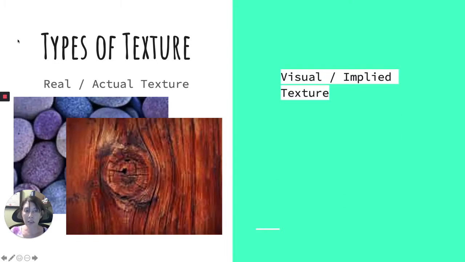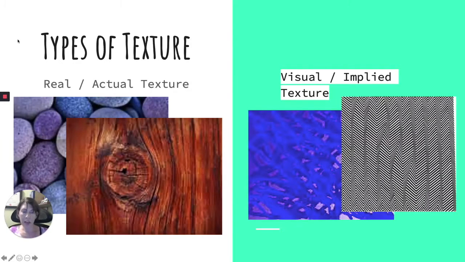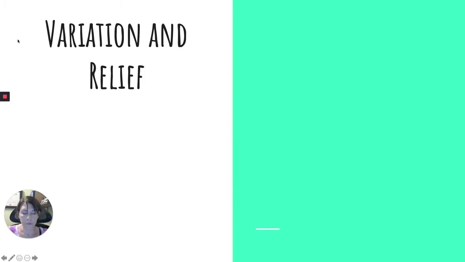We have something else here that's called visual or implied texture. This is what we normally see when we look at a picture or at our computer screens. It's something that someone drew or made to imply that texture. So when we see this, we think of rippling water, even though it's not. Or we see this pattern and it may look bumpy, even though it's not. It's meant to fool the eye into thinking there's a texture, even though it may be flat and smooth.